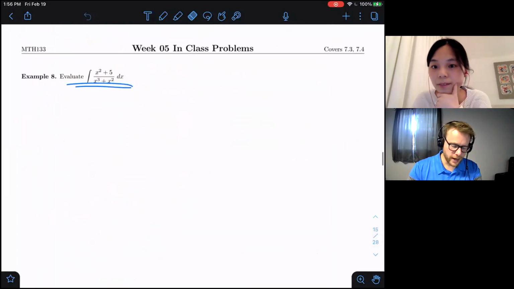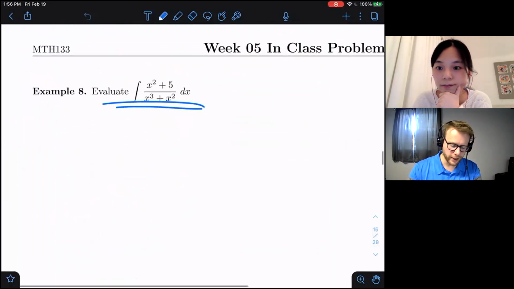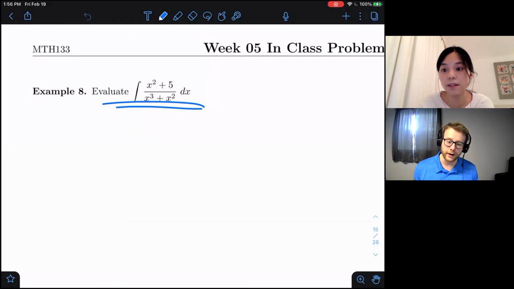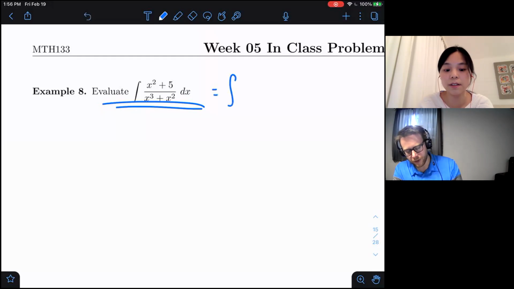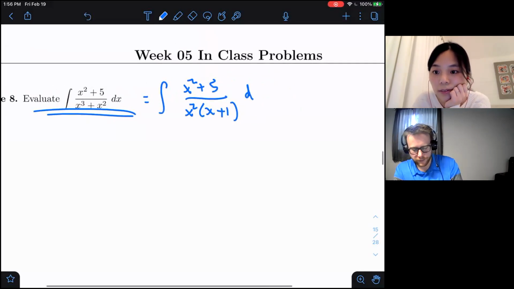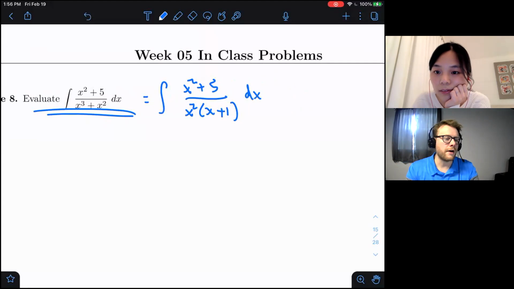Okay, so let's go ahead and start on a new problem here. With this one, we can see that, again, like the previous ones, we need to factor the denominator. In this case, the denominator is not factored. In the last one, it was nice, it was factored for us, but that's not always the case. And so I'm going to go ahead and first rewrite this as x squared times x plus 1 dx. So now I factored out the denominator.